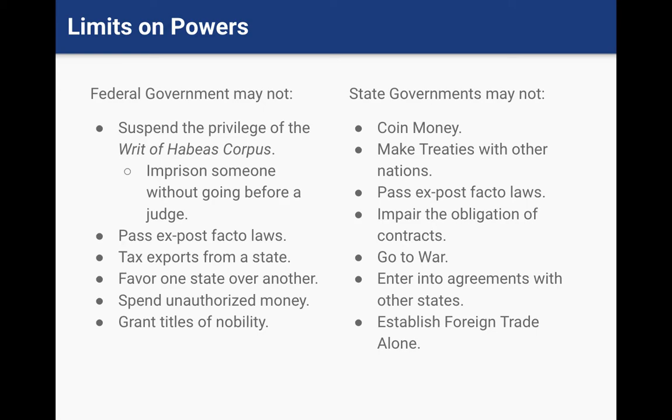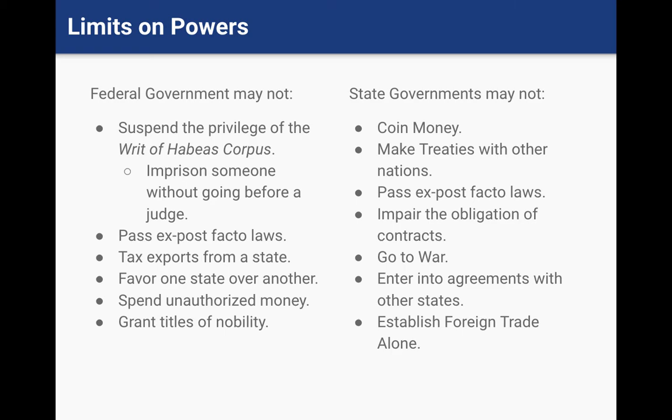You can't tax exports from another state. The federal government cannot favor one state over another. It cannot spend any unauthorized money. That's why we get issues of government shutdowns occasionally, because Congress has to authorize the government to spend money. And they also cannot grant any titles of nobility. You don't have any lords or barons walking around the United States.